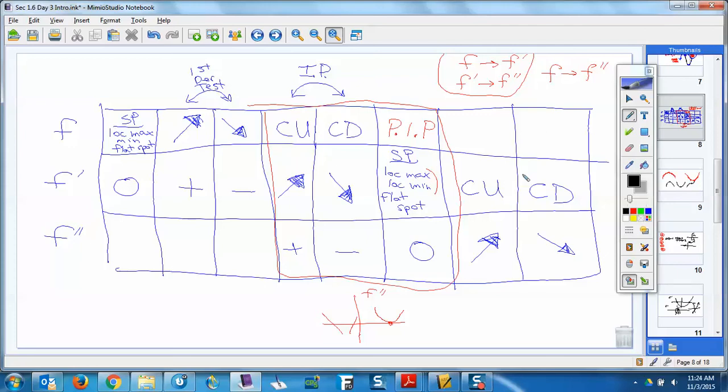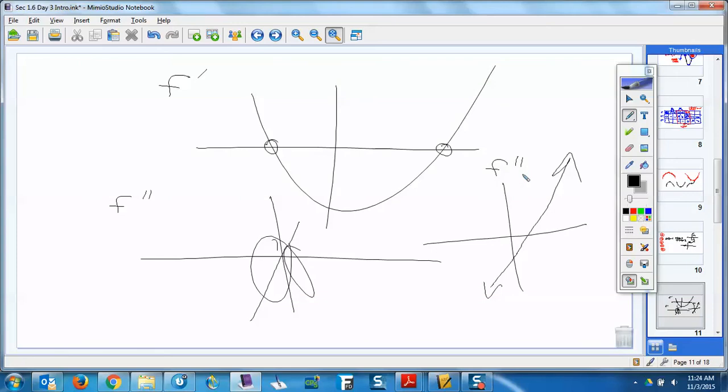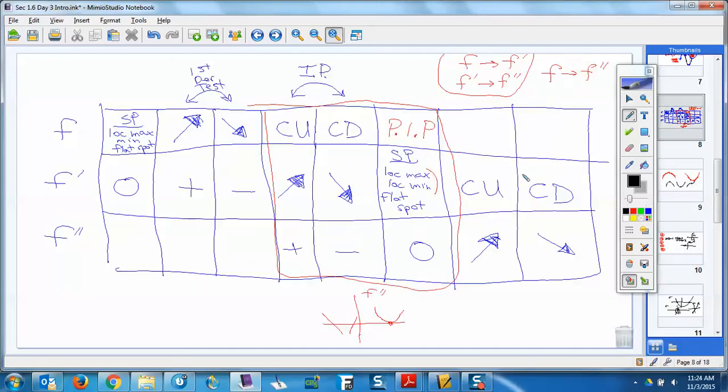One time. Remember, for F to have an inflection point, you've got to switch concavity here. For F to switch concavity, F double prime's got to switch from positive to negative, or vice versa. Well, that only happens one time. F double prime switches from negative to positive one time. So therefore, according to the chart, F switches concavity one time. So we know we have one inflection point.